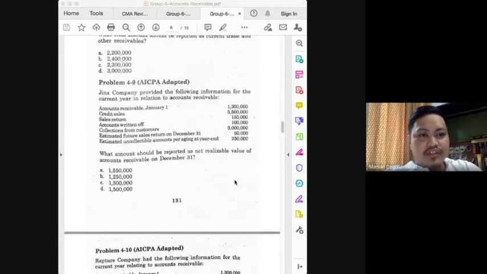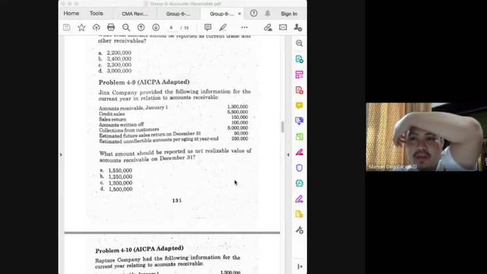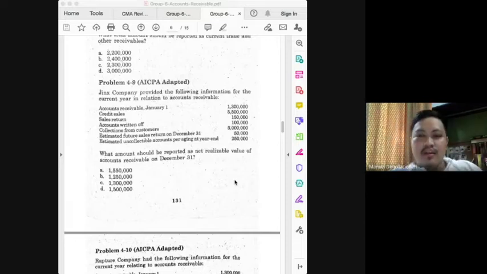Okay, 4-9, Jinx Company provided the following information for the current year in relation to accounts receivable. What amount should be reported as net realizable value of accounts receivable on December 31? So basically, our net realizable value would be our gross receivables less all possible allowances that are set up for our receivable. So let's go over the problem and determine what items here would be considered as a deduction to our accounts receivable.